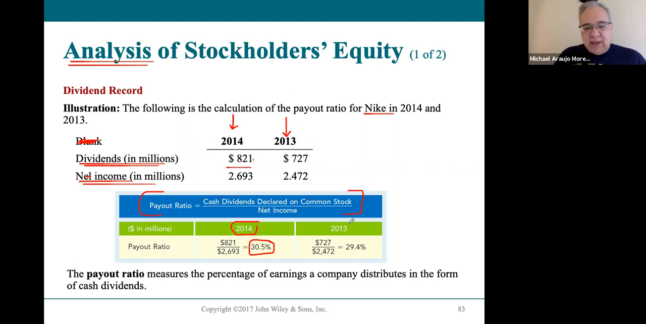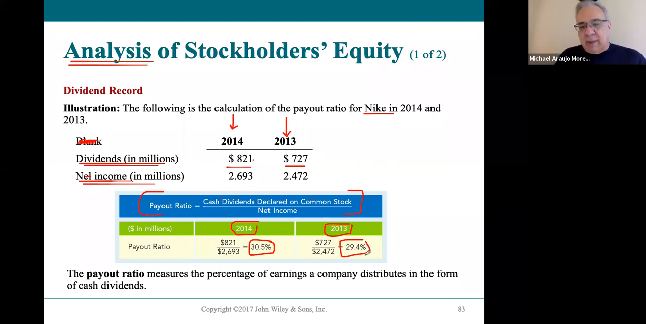In 2013, it was a very similar story, 727 million of dividends on 2.472 billion of profits, 29.4%. They're very close, very close. Is this a good level?